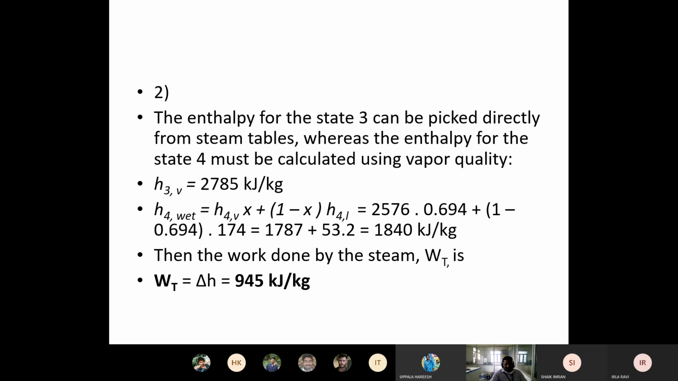What is the second required data? The enthalpy of state 3 can be picked directly from the steam tables, whereas the enthalpy for state 4 must be calculated using vapor quality. H3 at 6 megapascal, enthalpy value is 2785. Directly we can calculate it. And H4 can be calculated as H4 = x times Hg plus (1 minus x) times HL. Got it?